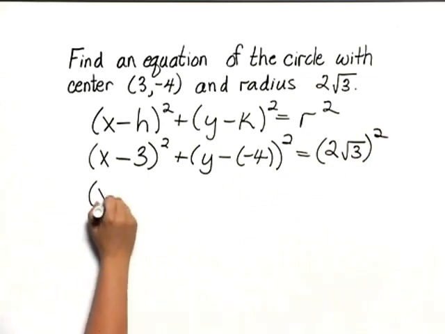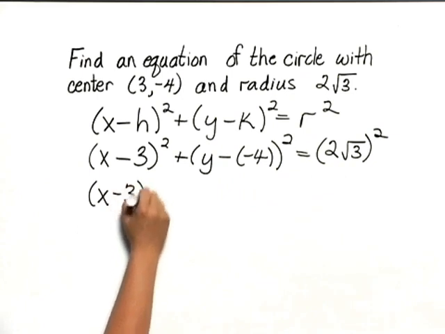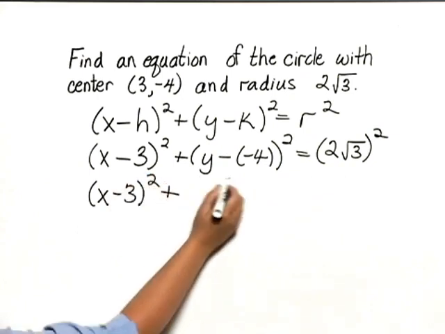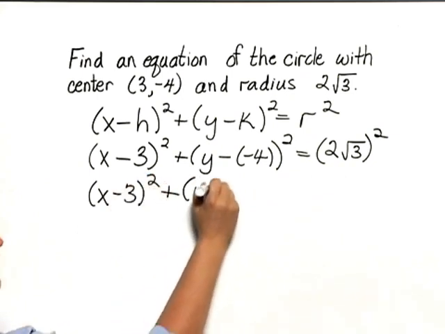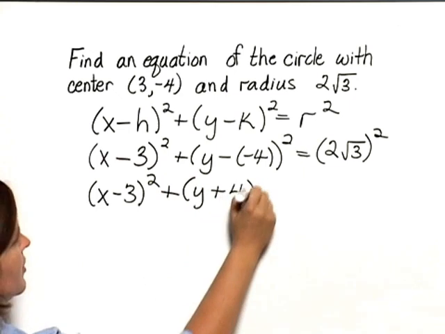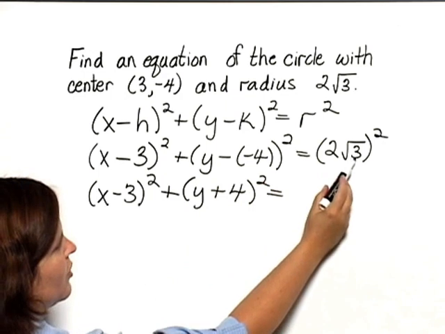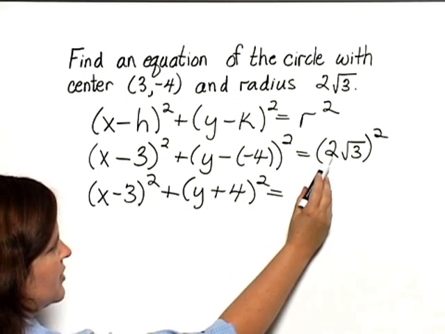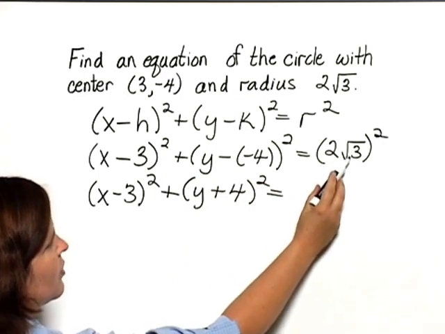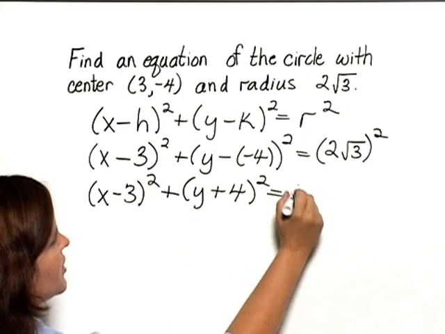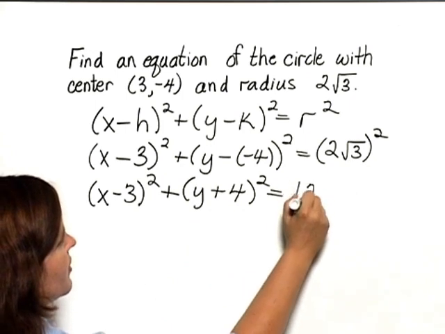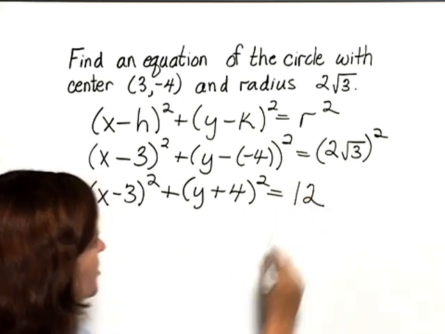We can leave this as (x - 3)². y - (-4) is the same as (y + 4)². And to square 2 square root of 3, we square the 2, which will give us 4. We square the square root of 3, which gives us 3, and 4 times 3 is 12. So this is an equation of the circle.